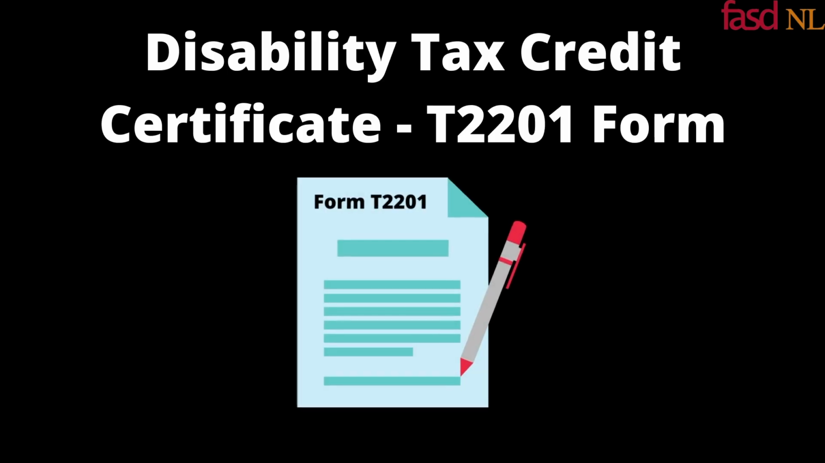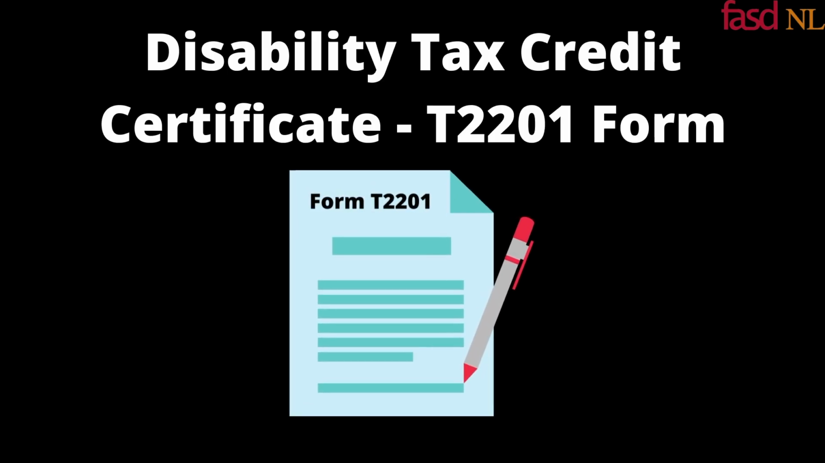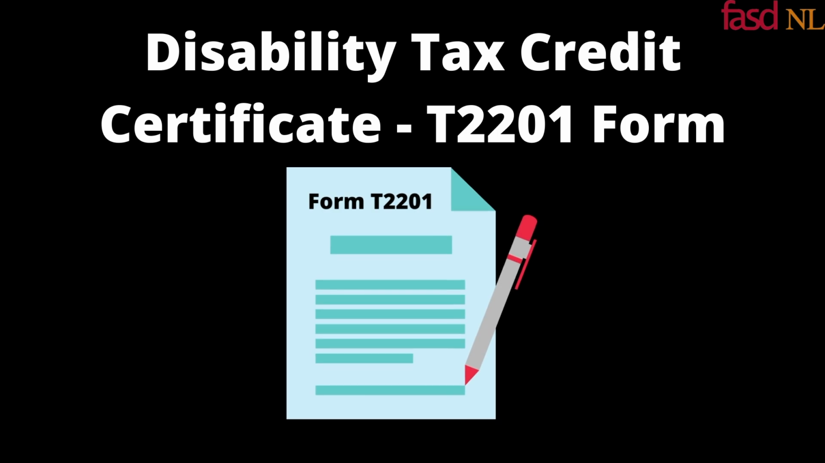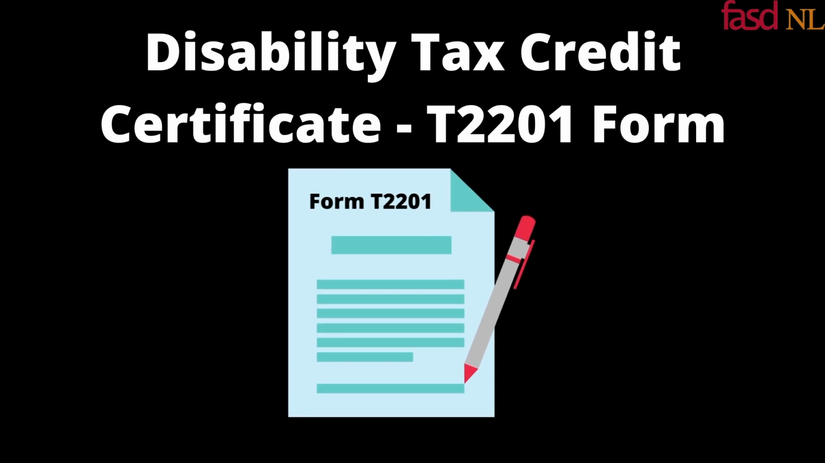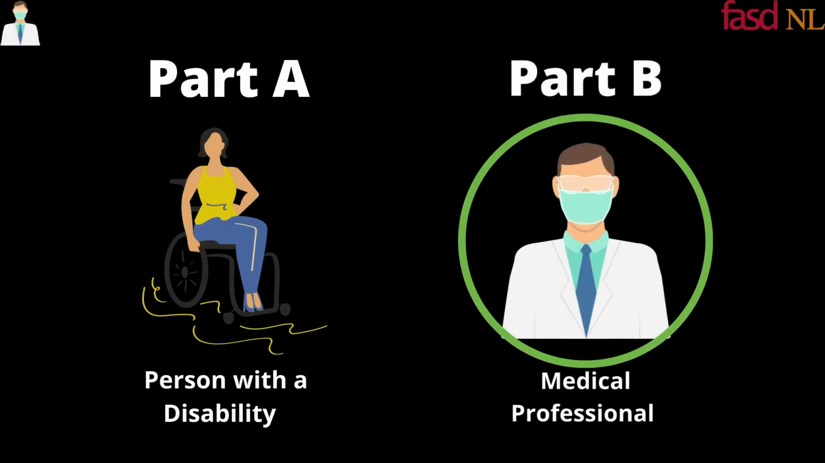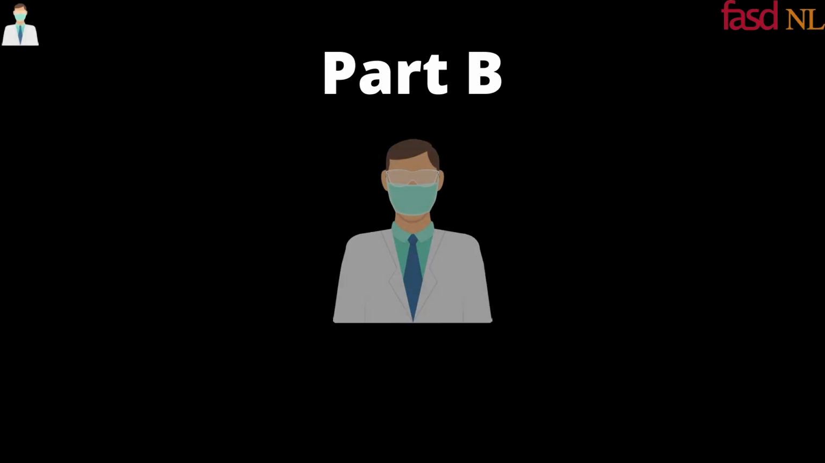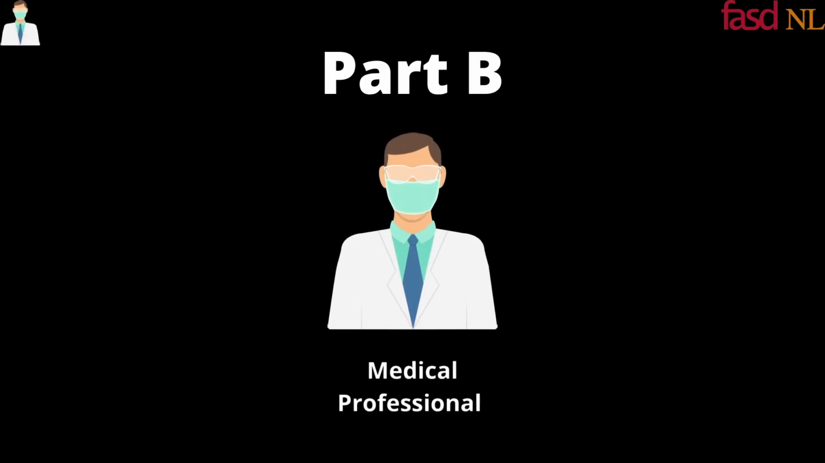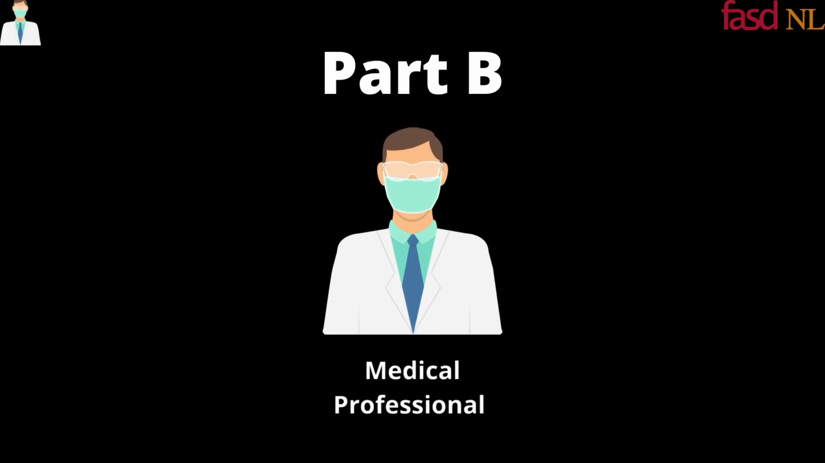The T2201 form is a required and standardized document that you must submit to the government, who will then decide if you are eligible for the tax credit. There are two parts of the T2201 form. Part A, which is to be completed by the person with the disability or on their behalf, and Part B, which must be taken to your medical professional, who will then certify that you have a severe or prolonged impairment in your physical or mental functions.